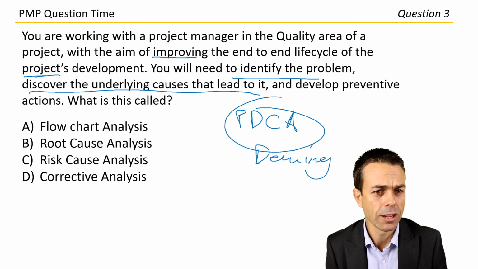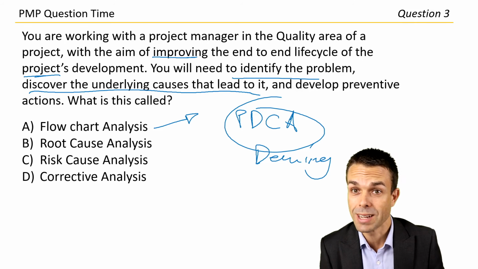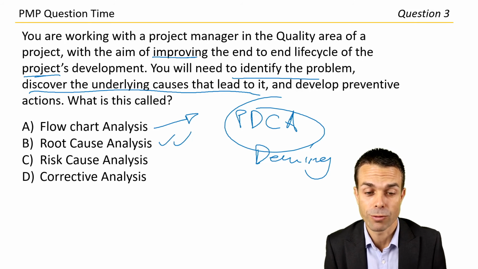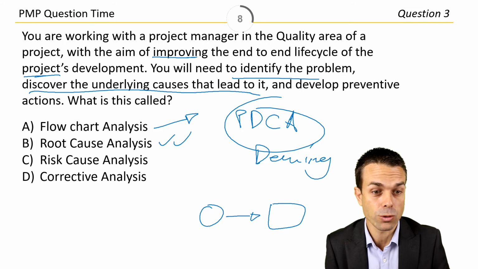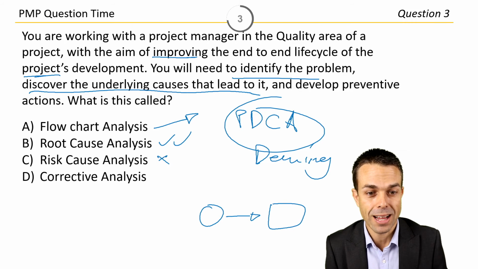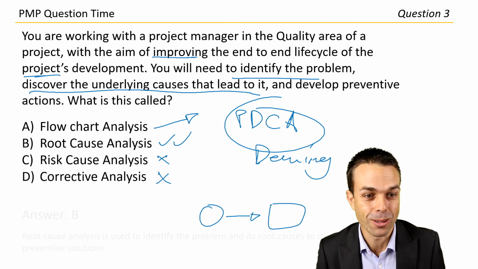Let's have a look. Flowchart analysis. You might find things in flowchart analysis, maybe. Root cause analysis, probably that one, because we find the root causes, then we come up with preventative actions for that as well. Risk cause analysis, not necessarily a thing. Corrective analysis, not necessarily a thing either. Let's go with letter B for this particular one.